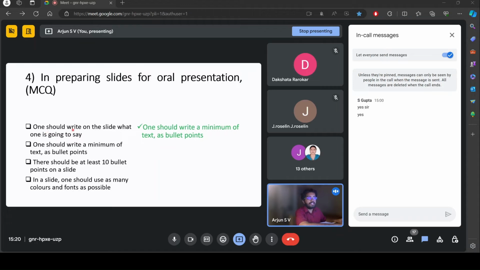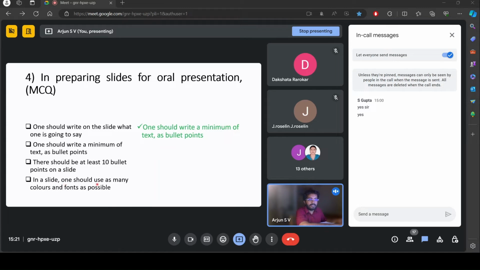One should write on the slide what one is going to say. It is pretty much redundant, because it will seem like you didn't prepare for the talk at all. And there should be at least 10 bullet points on a slide. I've already mentioned the 6 by 6 rule, so this will break the 6 by 6 rule.